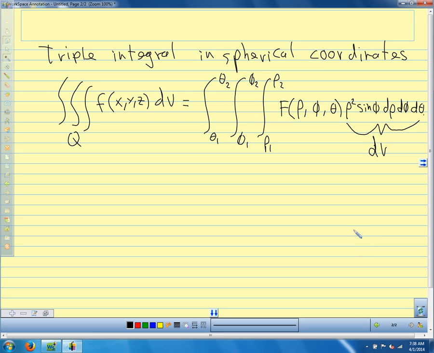So the most common mistake in spherical coordinates is forgetting that this entire thing is our dv, this rho squared sine phi, d rho d phi d theta. You have to have that entire thing. Just like in polar coordinates, the most common mistake is to forget that r in there, the r dr d theta.